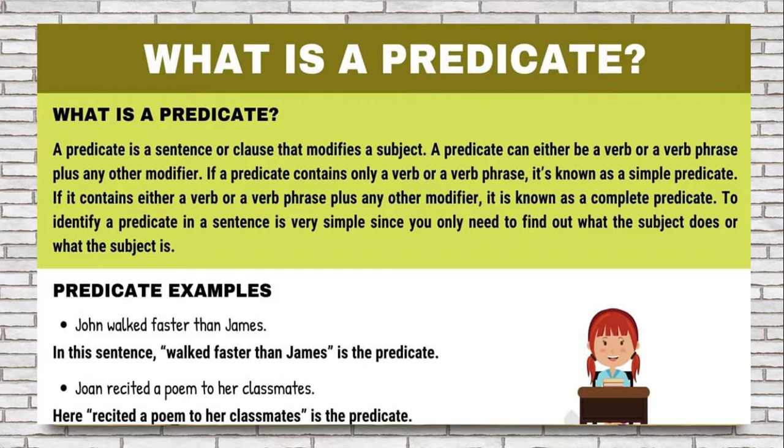Here are some predicate examples. John walked faster than James. In this sentence, walked faster than James is the predicate. Joan recited a poem to her classmates. Here, recited a poem to her classmates is the predicate.